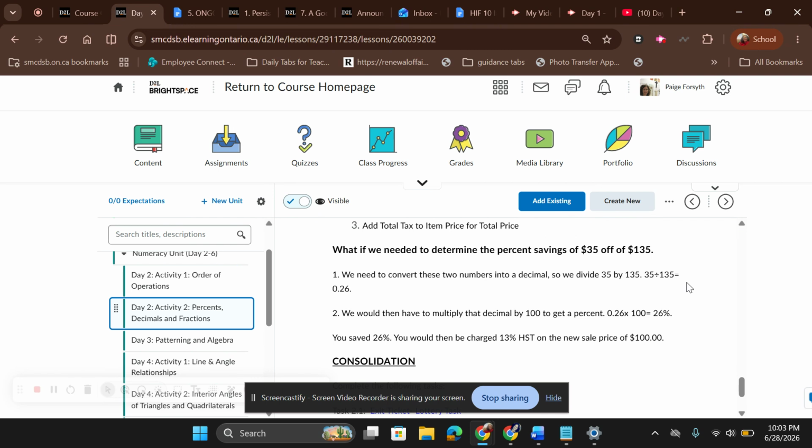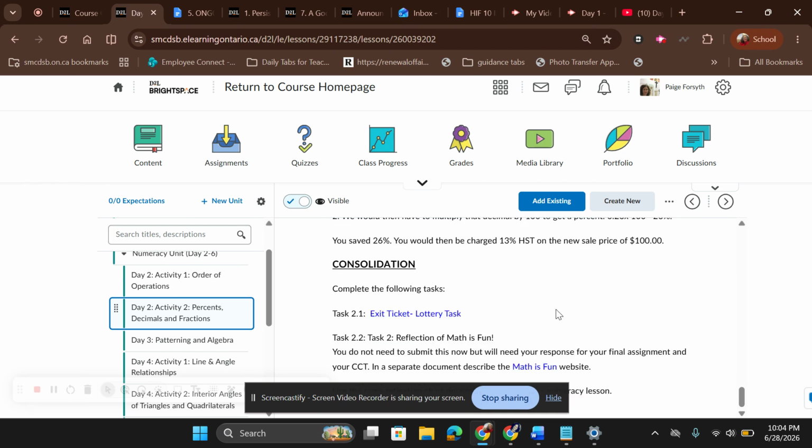So then we'd have to multiply that by 100 to get the percentage. And so that ends up being 26% off. That is equal to the $35. So you just saved 26%. So then you'd be charged the 13% on the newer sale price after the 26% savings.